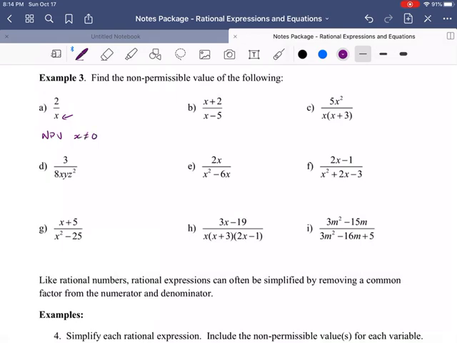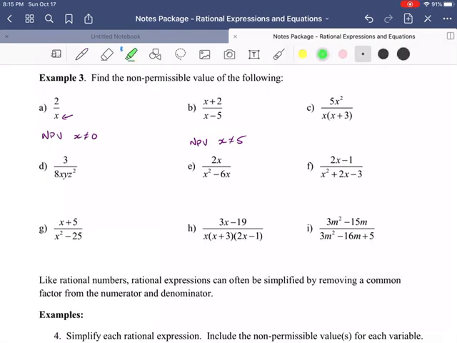For our next one here, what value could you put in for x to make the denominator 0? Well, if you put a 5 in, that will make the denominator 0. So your non-permissible value, x cannot equal 5. How about the next one here?